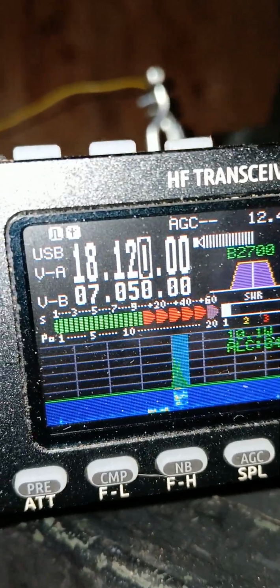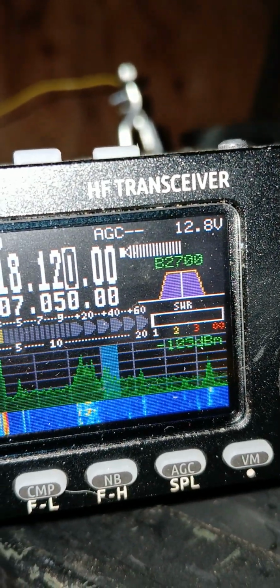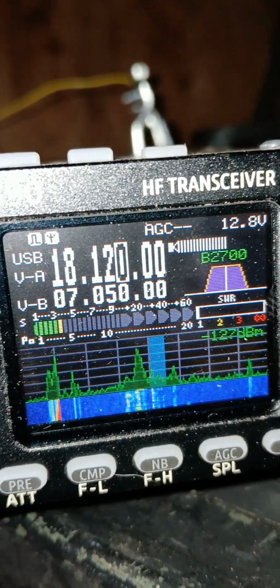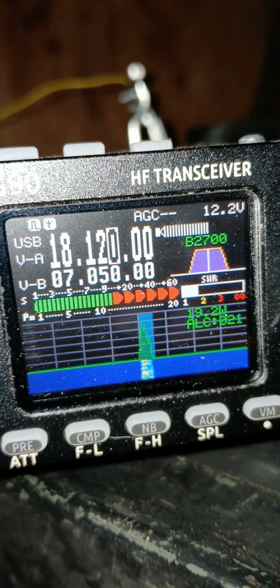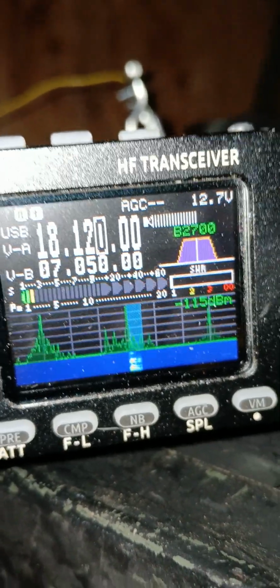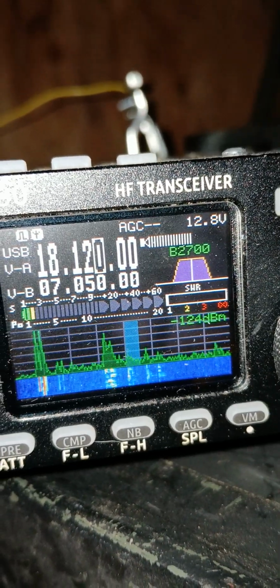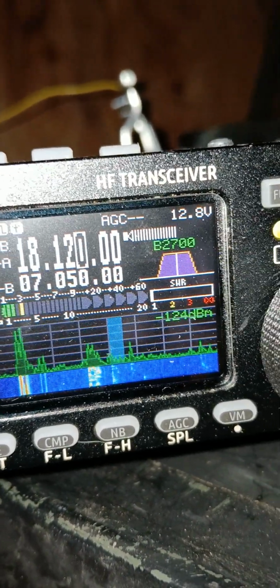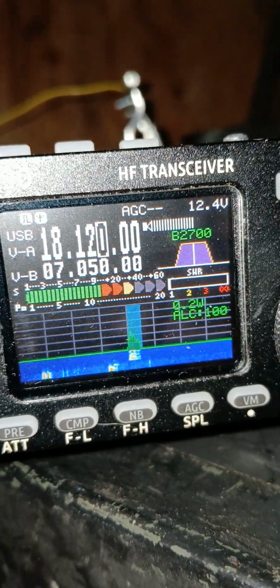Alpha India 7 Romeo Kilo. Alpha India 7 Romeo Kilo, QSL. Yeah, QSL. I got you about a 5 and 5 or 6 here into Western Washington. Yeah, QSL. 55 into Western Washington. You're about a 51 here, 51 into US 067.